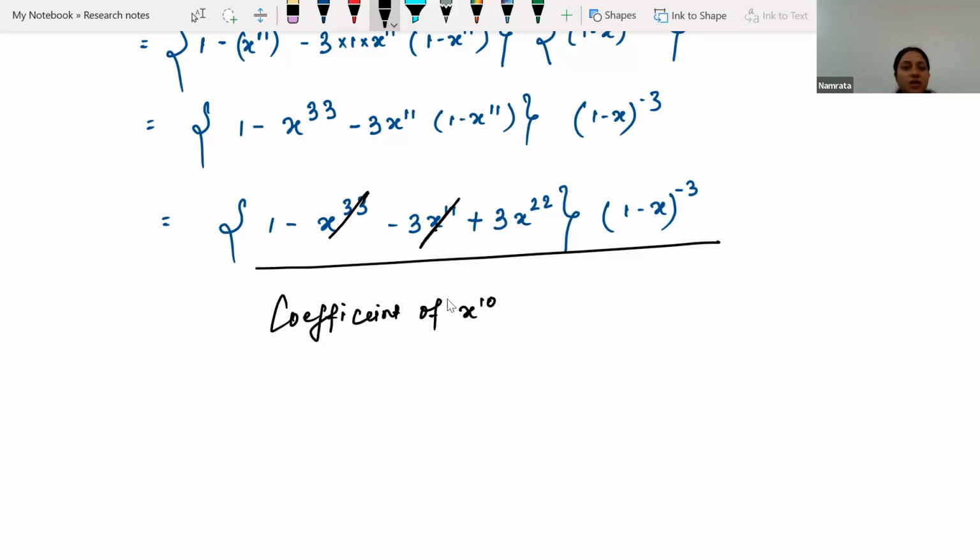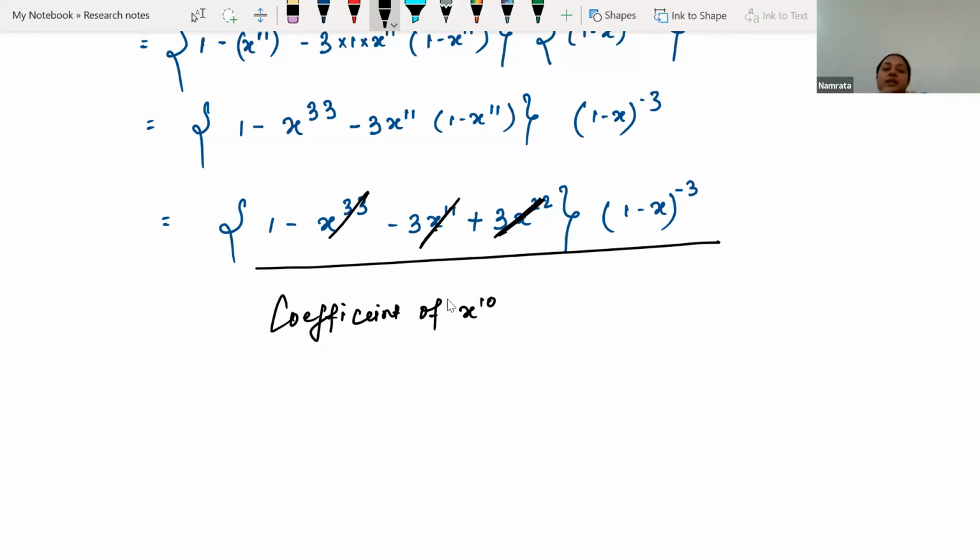So 33 is not there, we can't take 33, right? Whatever you multiply with x to the power 33, it will not give the coefficient of x to the power 10, right? Yes, ma'am. x to the power 11 already has a big power. Whatever you multiply, it will not give you x to the power 10. Similarly, 3x to the power 22 already has such a huge power, so definitely it will not give us the coefficient of x to the power 10.